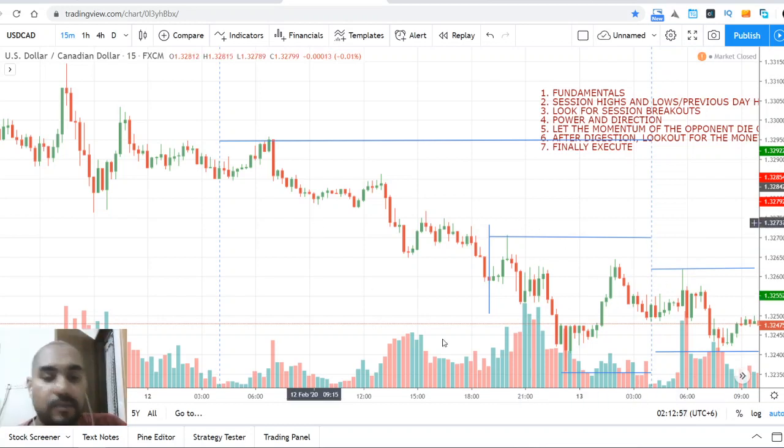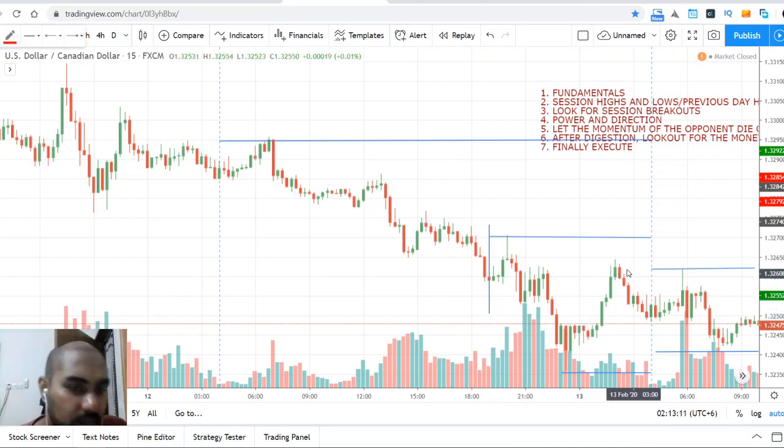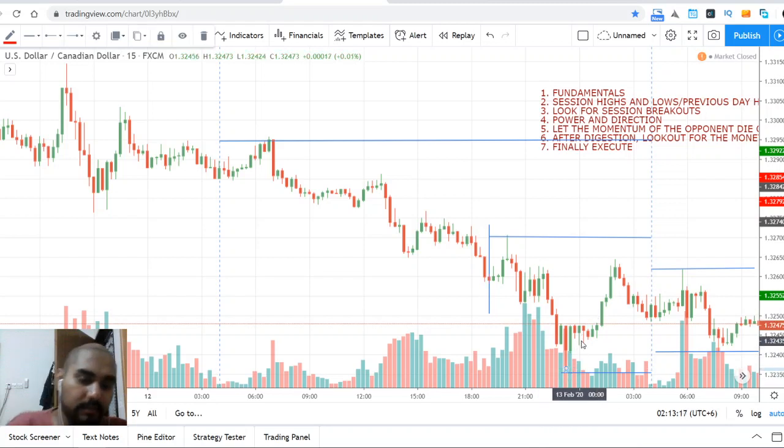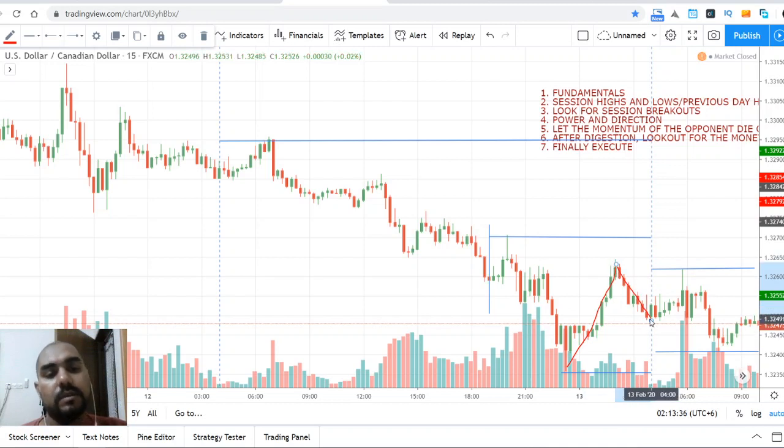So after this move is done, it's the turn for the buyers. The buyers eat a large pie over here, and after this move, the sellers come back, but don't even reach the low. It's around a 50% retracement. They come back with 50%.